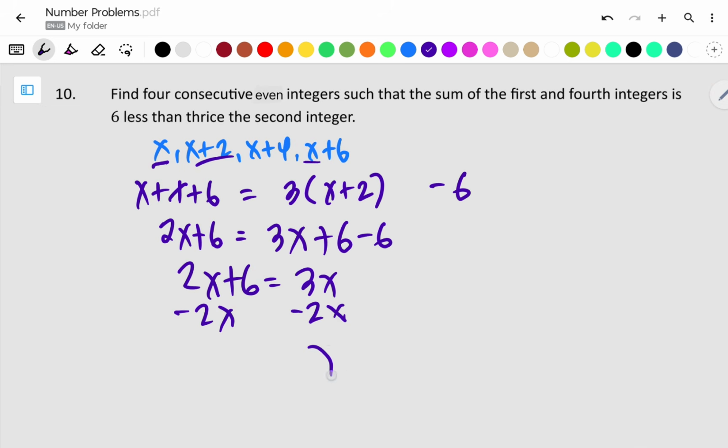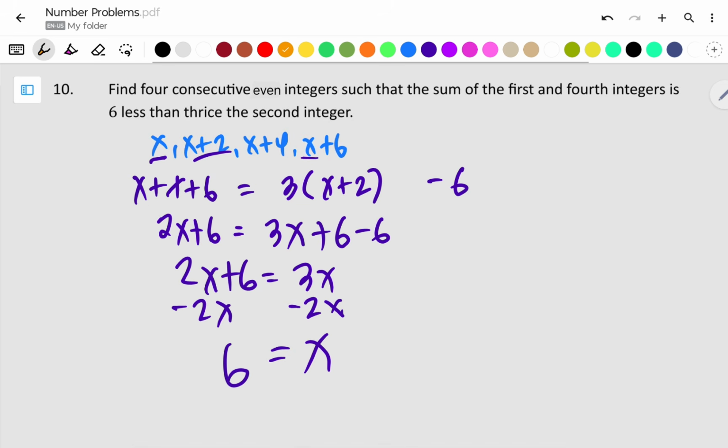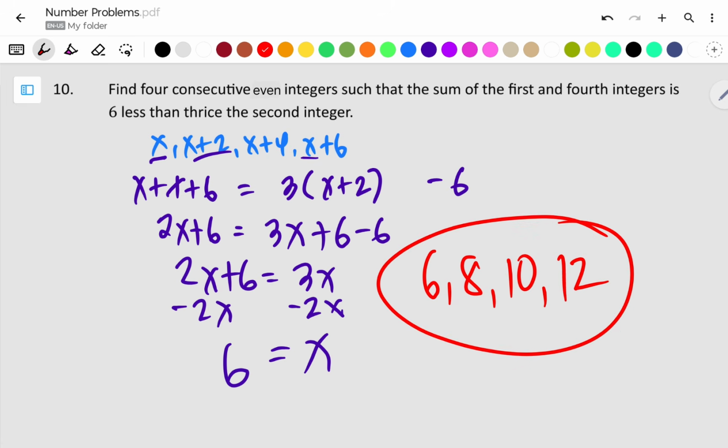Minus 2x, so x equals 6. So if x is 6, the integers are 6, 8, 10, and 12. To check if the answer is correct, the sum of the first and the fourth, 6 plus 12, that is 18, is 6 less than thrice the second. Thrice the second is 24. Minus 6, okay, correct.